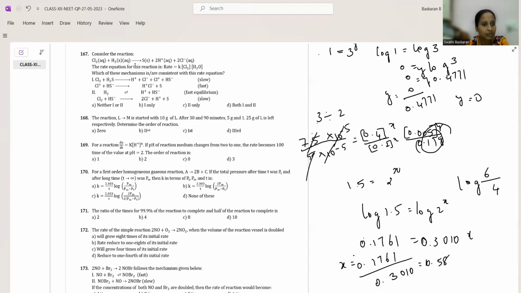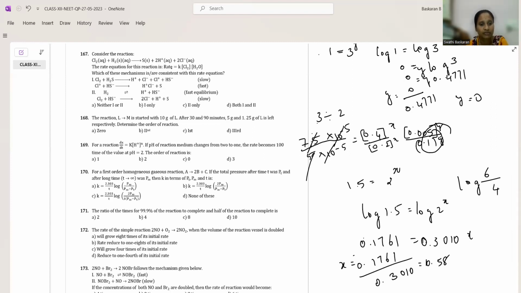Then coming to question number 167. This is once again based on complex reactions in which equilibrium is involved, where we will determine the rate law. Here in the question they have given the overall reaction, where Cl2 aqueous is reacting with H2S and there is formation of sulfur and 2H plus, and also formation of Cl minus. Now the rate law they have given.